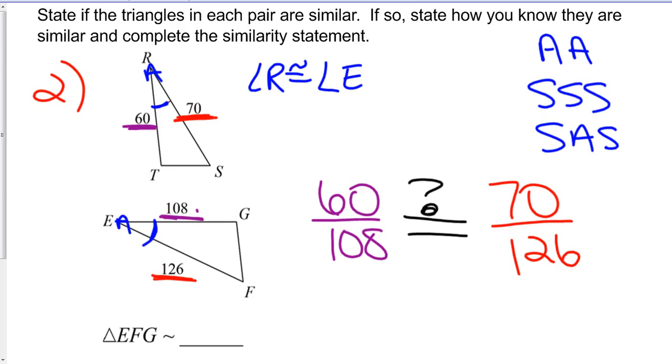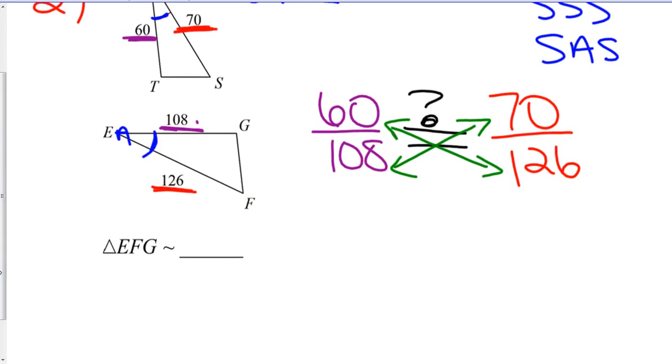Now, there are a couple ways to look at this. I can take each fraction individually and reduce it and see if I get the same fraction when I've reduced. Or remember how to check that 2 ratios are in proportion: you can cross multiply, and if you get the same thing on both sides, then your 2 fractions are in proportion. So when I do 60 times 126, I will get 7560.